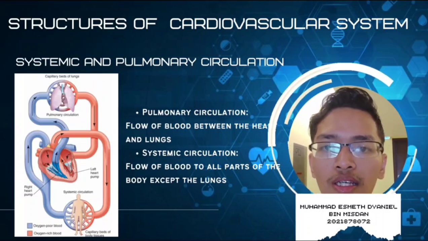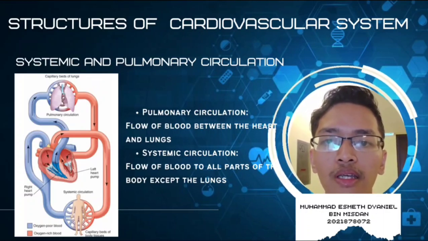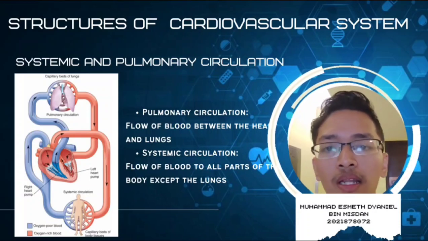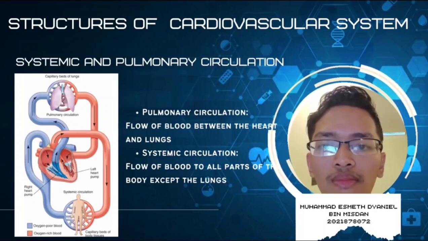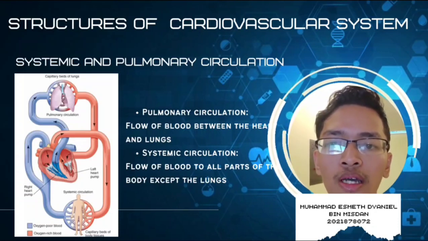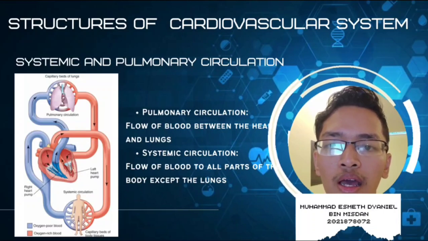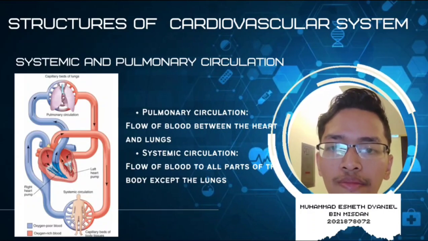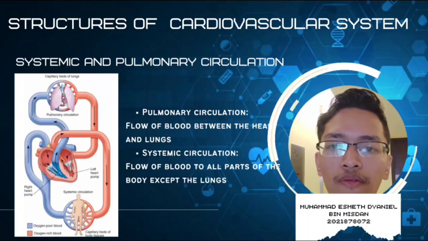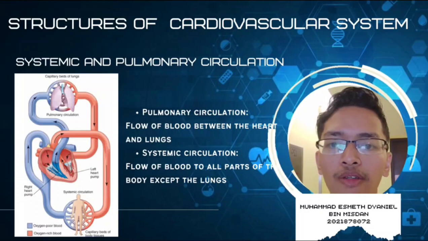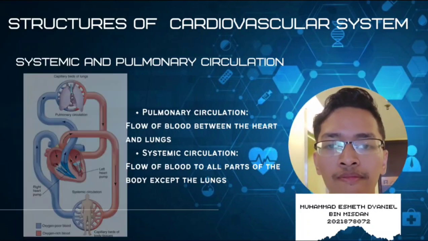Systemic circulation includes the flow of blood to all parts of the body except the lungs. Oxygenated blood flows out of the left ventricle and into arterial circulation. The veins will carry deoxygenated blood into the right atrium. From here, the blood flows into the pulmonary circulation before being pumped out of the heart into the arteries again.